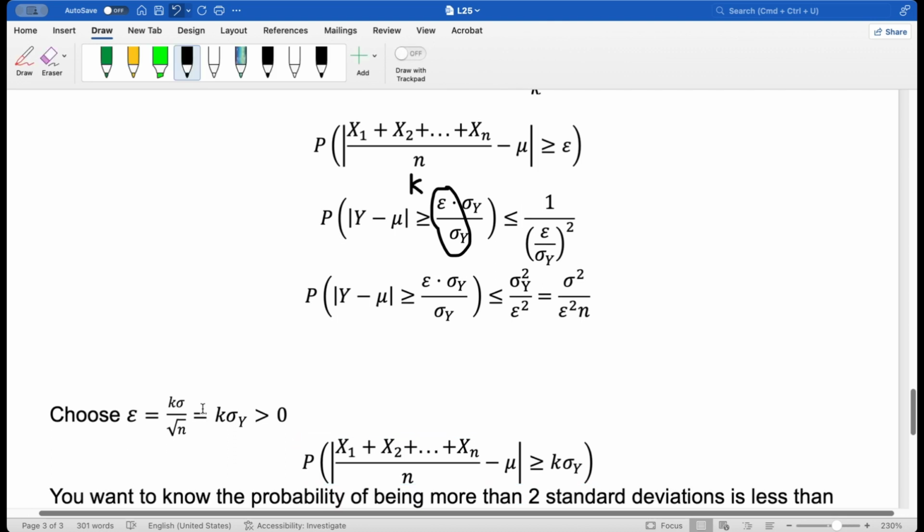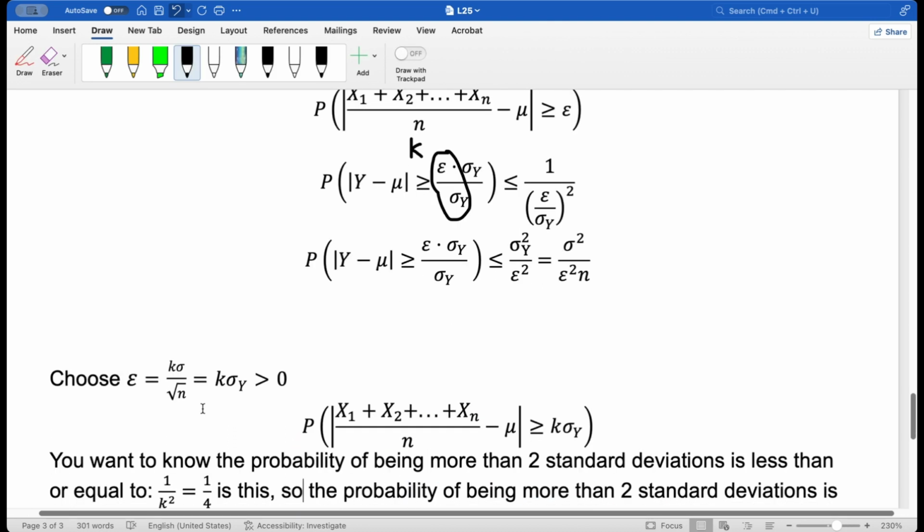So a little bit of technical detail here, kind of a redo. Basically, epsilon is k times sigma over root n. It's k times sigma y.